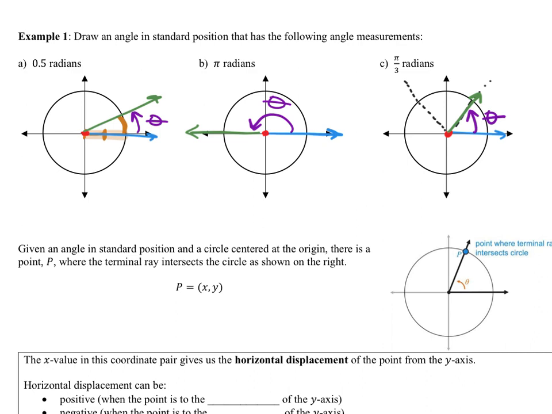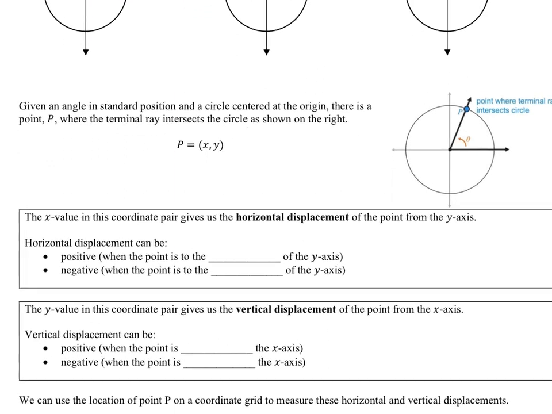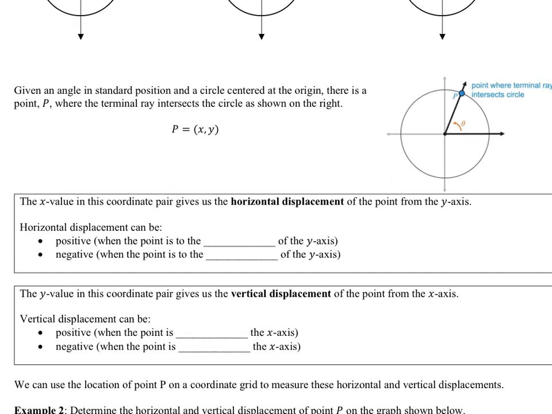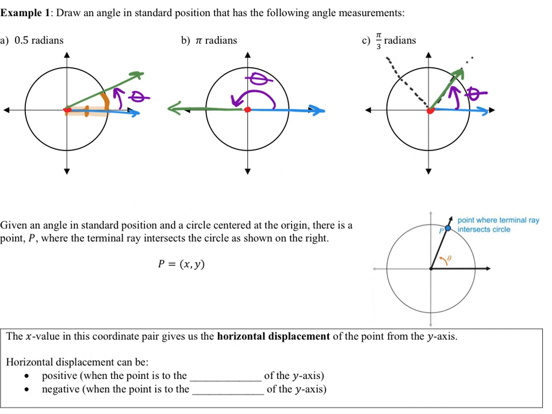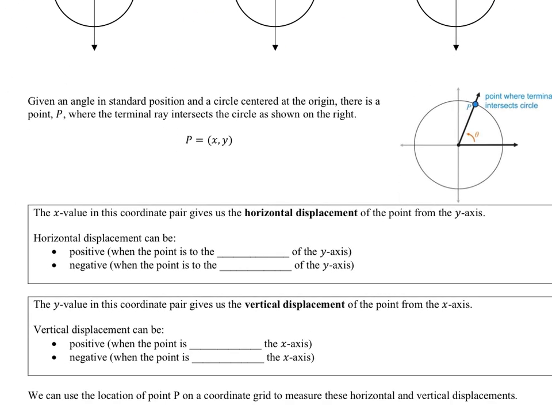Fabulous. Okay, so not only can we draw these angles, we can also use this standard position with a circle centered at the origin to talk about where these terminal rays intersect the circle on our graph. So given an angle in standard position and a circle centered around the origin, as pictured here, there is a point P where the terminal ray is going to cross that circle. In the images we drew, that was here, and here, and here. We can find all of those coordinate points around our circle. Now we're going to let that coordinate point P just be the x and y value, x and y for now. So hang on to this. It's just a regular coordinate point.